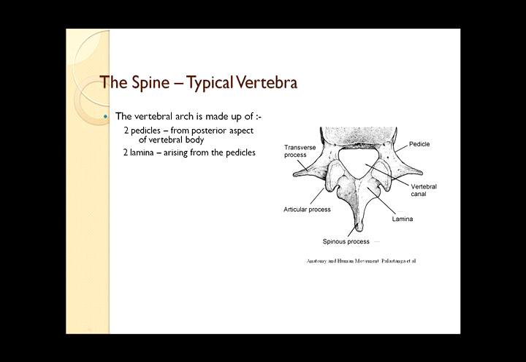Behind the pedicles, we have two processes that are orientated obliquely inwards. The lamina, the right and the left lamina here. And at the point at which the lamina join, we have a process known as the spinous process that projects backwards, projects posteriorly. It's the tip of the spinous process that we can feel under our skin when we feel our back. That's the only clearly palpable part of the vertebral column.